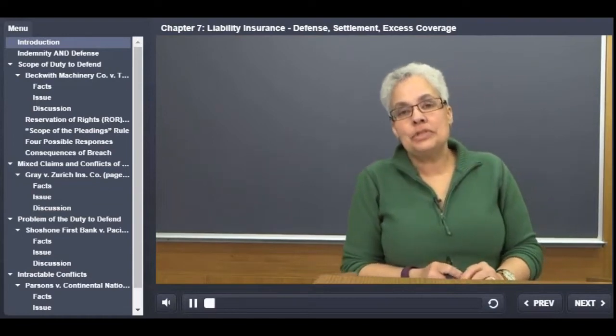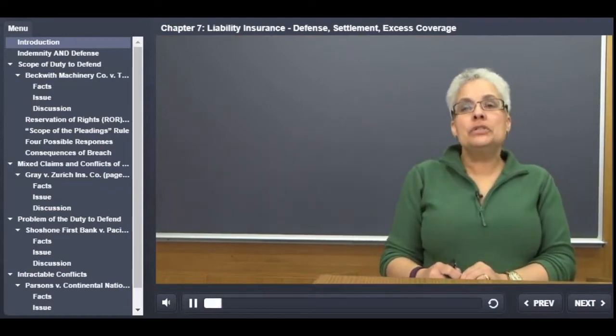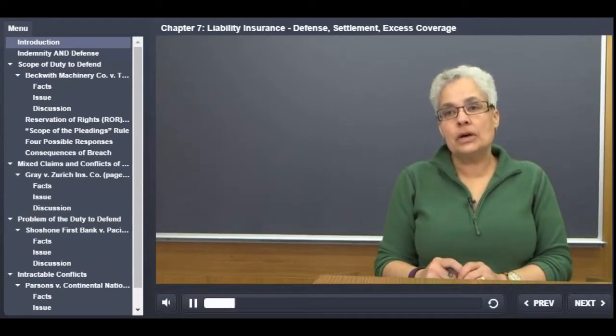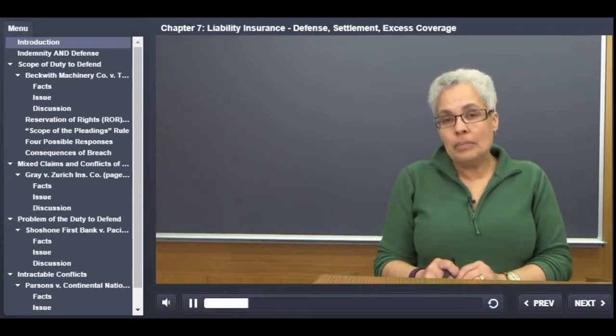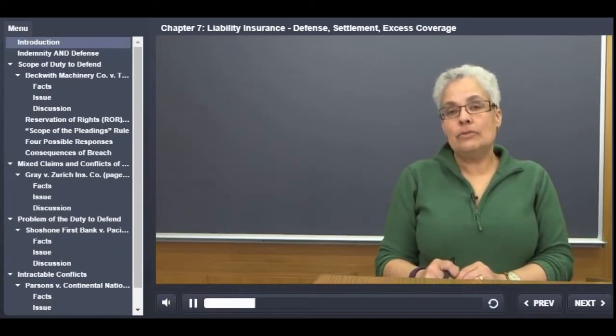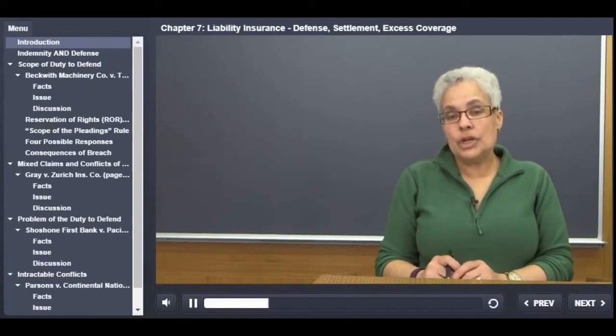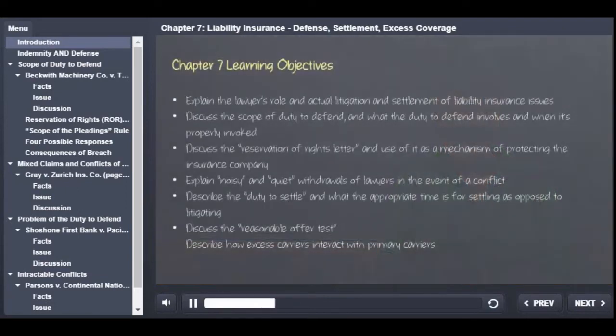We now turn to Chapter 7 of your casebook, which deals with liability insurance and specifically the questions of defense, settlement, and excess coverage. Liability insurance, as we've already seen, frequently deals with the problem of indemnification.